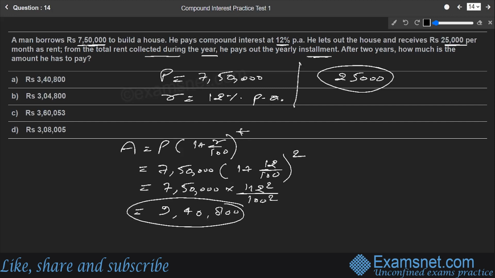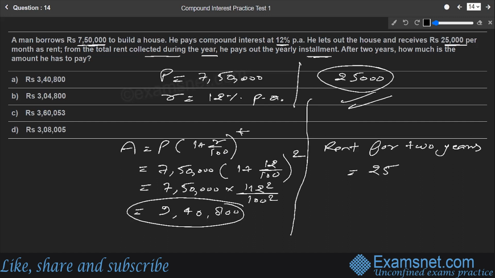Okay, now let us talk about the rent. How much rent is he getting? He is getting 25,000 rent per month. We need to calculate the rent for 2 years that he would have received. 2 years will have 24 months, so there will be 25,000 multiplied by 24. That will give you rupees 6 lakh. So this much he would have received as rent, as he lent it out.